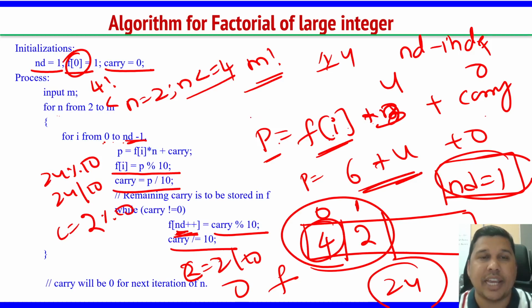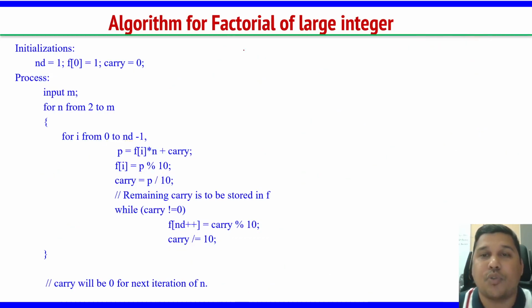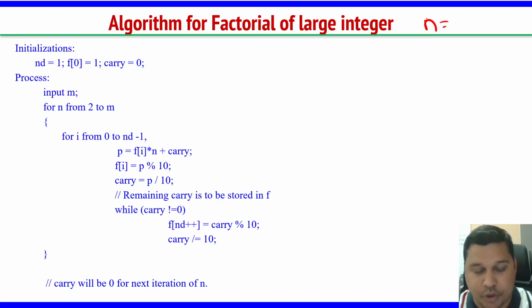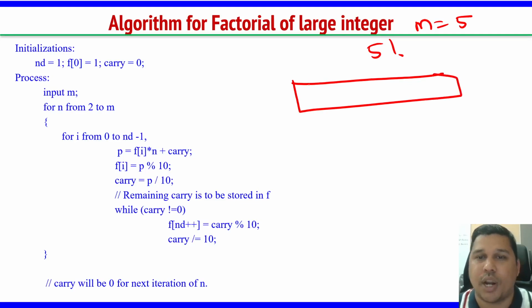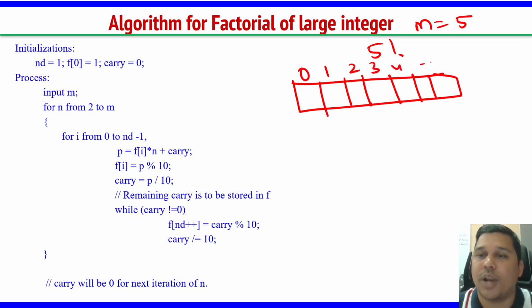I will explain once again what is the logic of finding factorial of a large number. Let us try to understand this. How do we find out the factorial of a large number? See, I want to find out, m value is 5. I want to find out 5 factorial. So, initially take one array, f array. I will tell about its size. For now, you assume some elements here. I will talk about the size. So, indexing 0, 1, 2, 3, 4 and so on. This is f array.